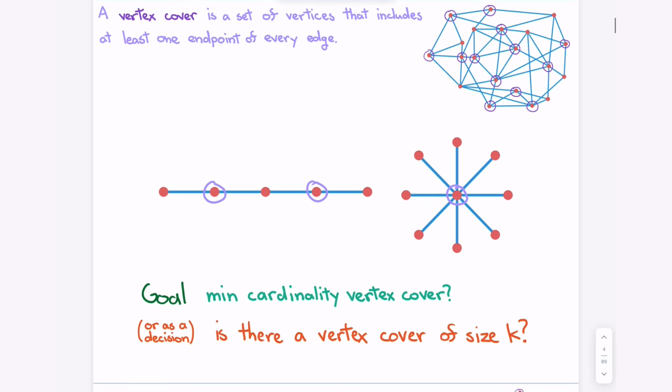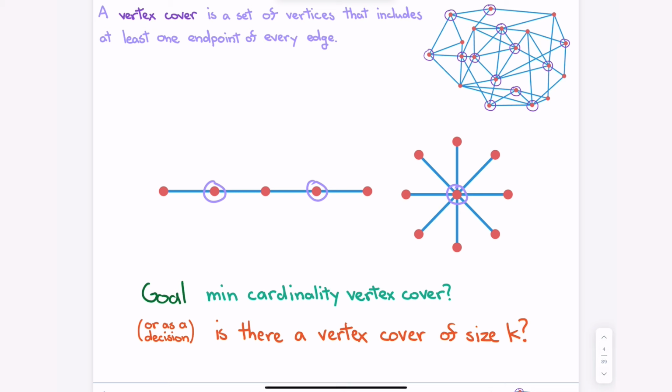So what's the minimum cardinality vertex cover? Or I can give you some value k and say, is there a vertex cover of size k?